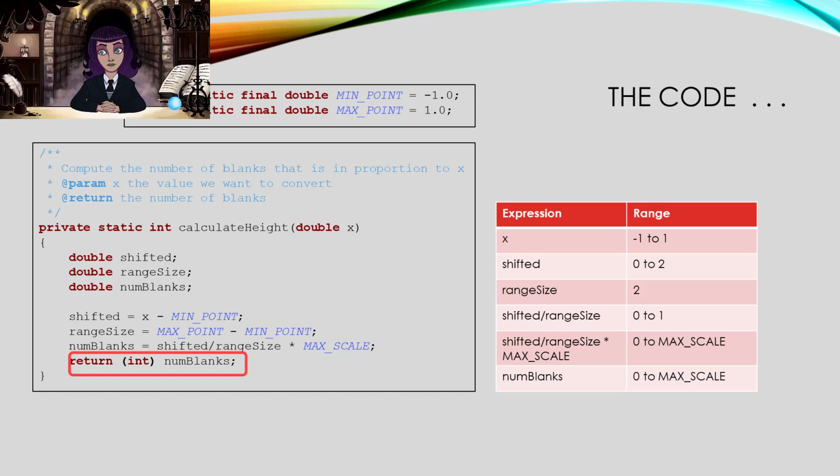Details matter. Numblanks is a real number, and we're supposed to be returning an integer. The conversion from a real number to an integer might lose some information, so we have to typecast it to force that conversion. When you do the lab, you'll see that this causes a little bit of trouble that you'll have to clean up.